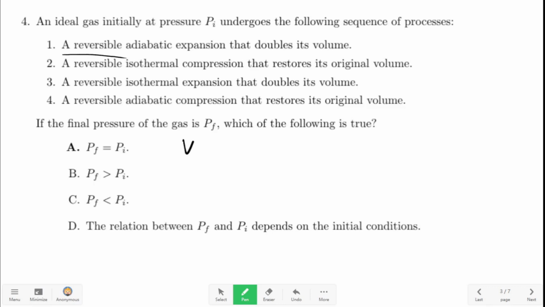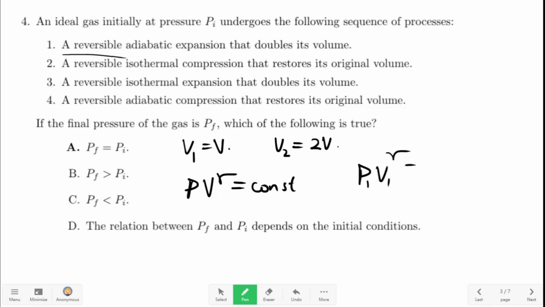So let's say initial volume V1 is equal to V. Then after the first process V2 is equal to 2V, because it is given that the volume doubles. And in the case of adiabatic expansion, we have the relation PV raised to gamma is equal to constant. Therefore, we can write P1 V1 raised to gamma is equal to P2 V2 raised to gamma.